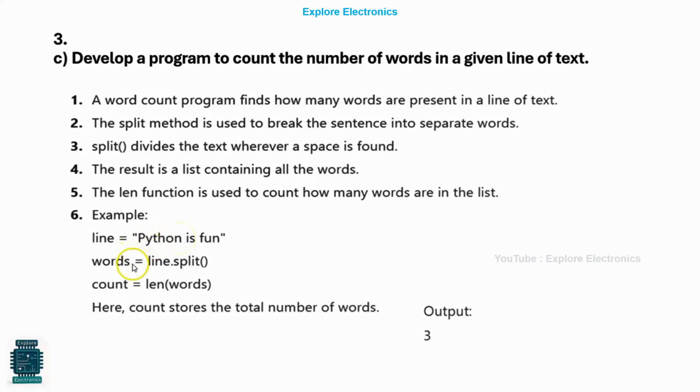Here words is equal to line dot split. I am using the split method here. Count is equal to length of words. It will calculate how many words are there in the given line. Here count stores the total number of words. The output is 3 because we have 3 words.